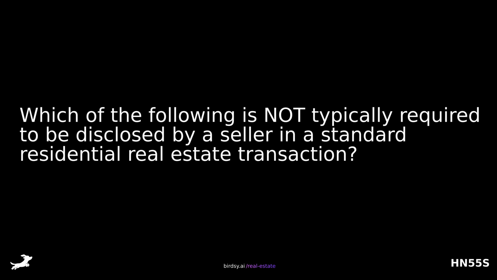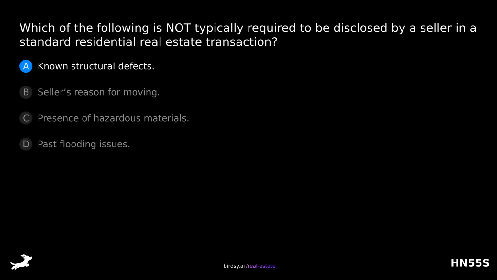Which of the following is not typically required to be disclosed by a seller in a standard residential real estate transaction? Is it A, known structural defects, B, seller's reason for moving, C, presence of hazardous materials, or D, past flooding issues? The correct answer is B, seller's reason for moving.